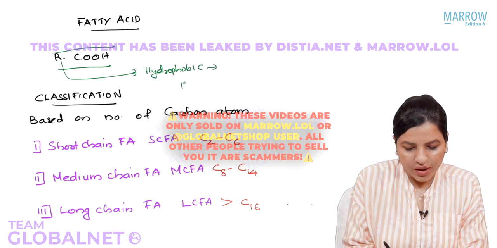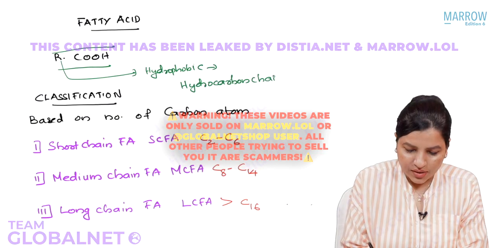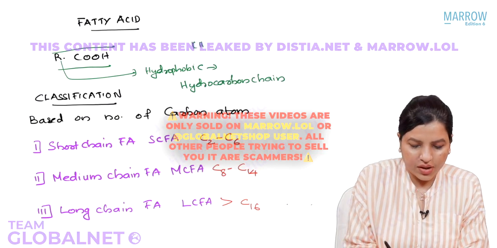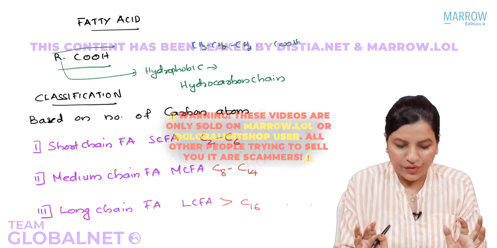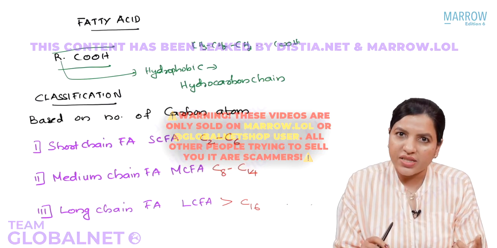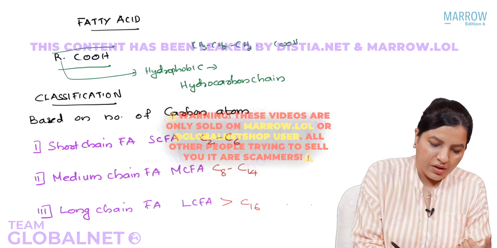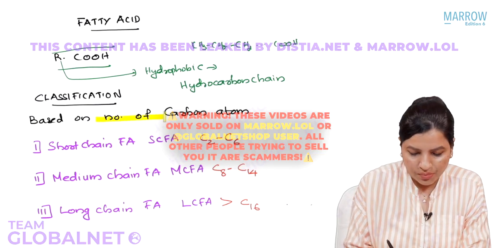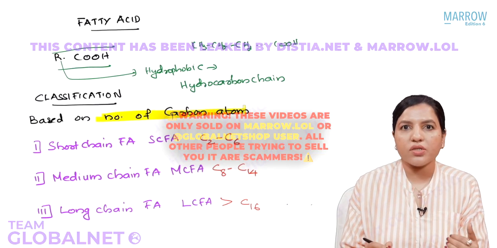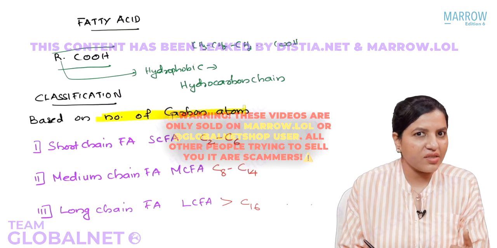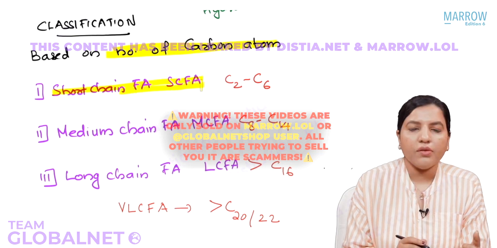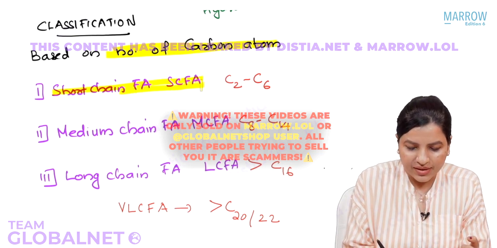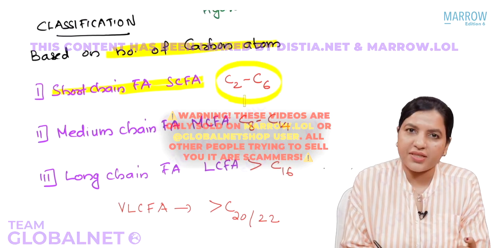It's a hydrophobic hydrocarbon chain like CH3, CH2, CH2, etc., finally COOH. So, this is what is called a fatty acid. Now, we are going to classify the fatty acid. The first classification is based on the number of carbon atoms. Based on the number of carbon atoms, the fatty acid is divided into short chain fatty acid, which means the hydrocarbon chain length is C2 to C6.